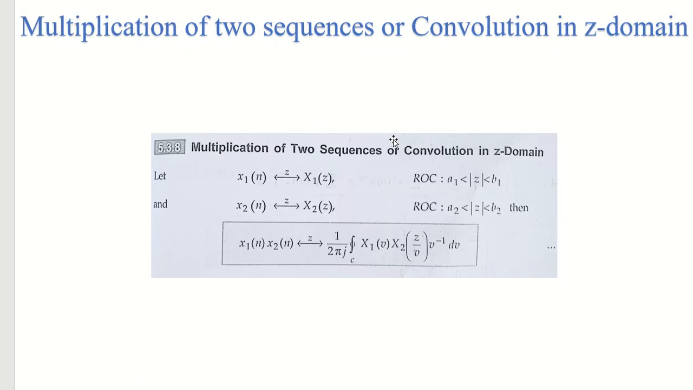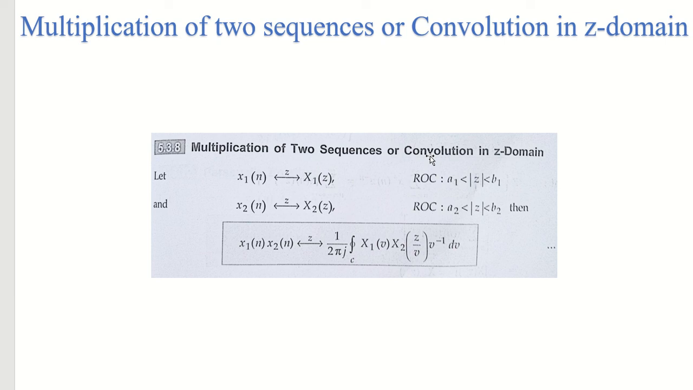It is multiplication of two sequences, or you can also call it convolution in the z domain. So what does the convolution in the z domain have to tell us? It tells us a different story, something new we will be facing here. It says if we have two discrete time signals x1 of n and x2 of n, and we take the z transform of both of them, and the z transforms are X1 of z and X2 of z, with ROC between a1 and b1 for the first signal, and ROC between a2 and b2 for the second signal, the multiplication of x1 of n and x2 of n.